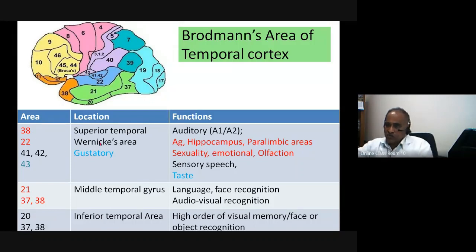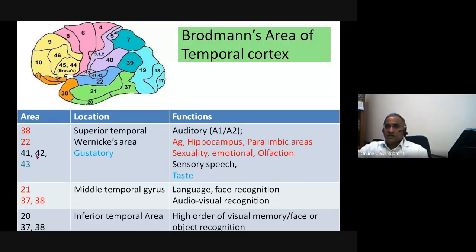So now what do they mean to us? The superior temporal, especially this part, is auditory. It contains both auditory association areas, number 1 and number 2. So now 22 is Wernicke's area. This is Wernicke's area, the sensory speech center, the sensory component of the speech centers. That means meaningful words, the words with attributes and a meaning, that is the sensory component, the Wernicke's area. Then 43 is gustatory, that means the taste buds.